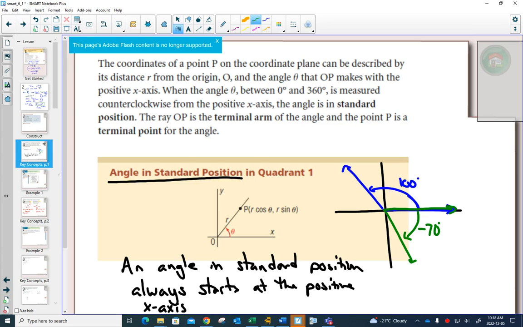So angles in standard position start on the positive x-axis, and what we're going to be looking at in grade 11 is angles from 0 all the way around to 360. And then in grade 12, they say, well, you don't have to stop at 360, you could just keep on going.